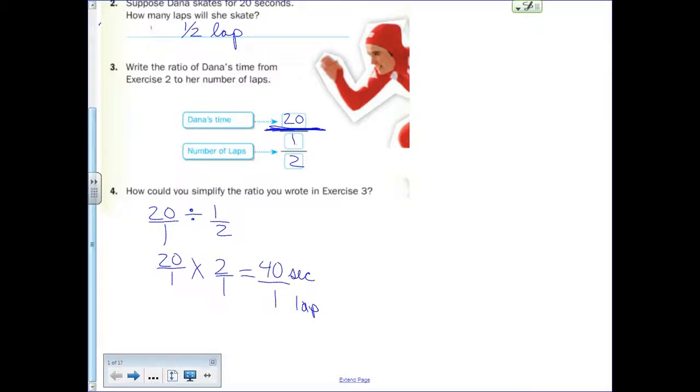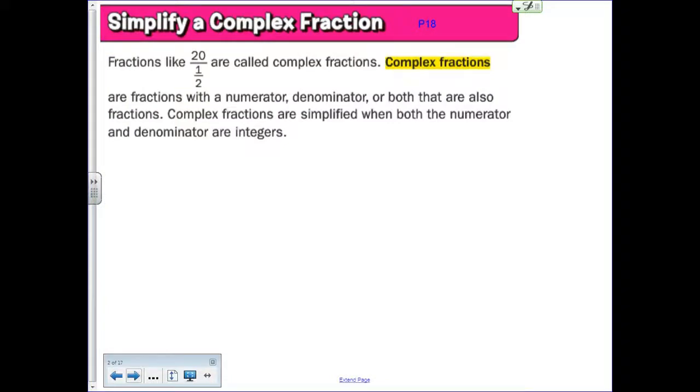The reason they showed you this particular problem at the beginning of this chapter is to show you that when we simplify a complex fraction like 20 over 1/2, you're actually turning it into its unit rate. It says fractions like 20 over 1/2 are called complex fractions. So there's that vocabulary word that you defined last week. It's a complex fraction because either the numerator, the denominator, or both are a fraction. Complex fractions can be simplified when both numerator and denominator are integers. So we need to turn them into whole positives or whole negatives.